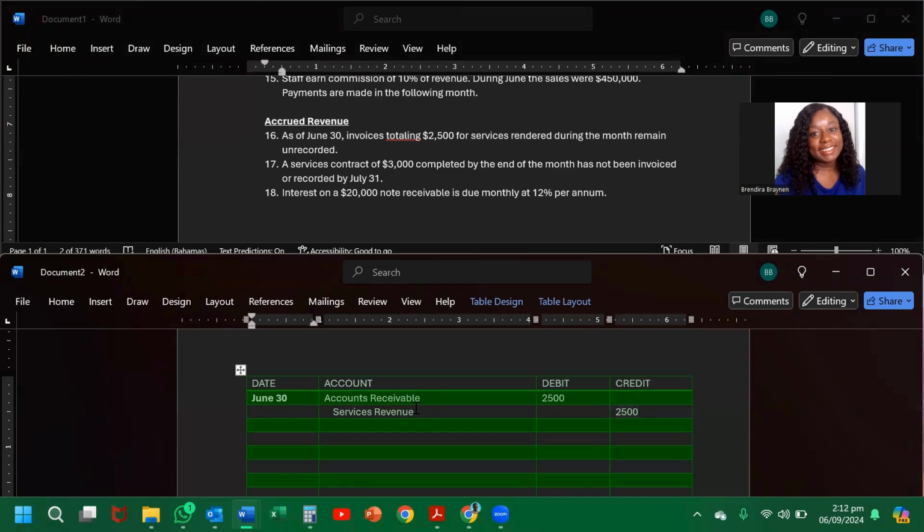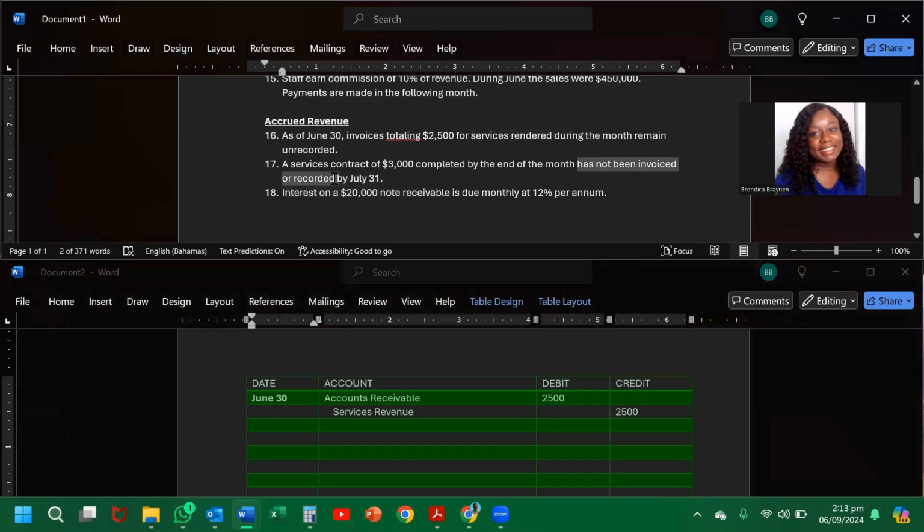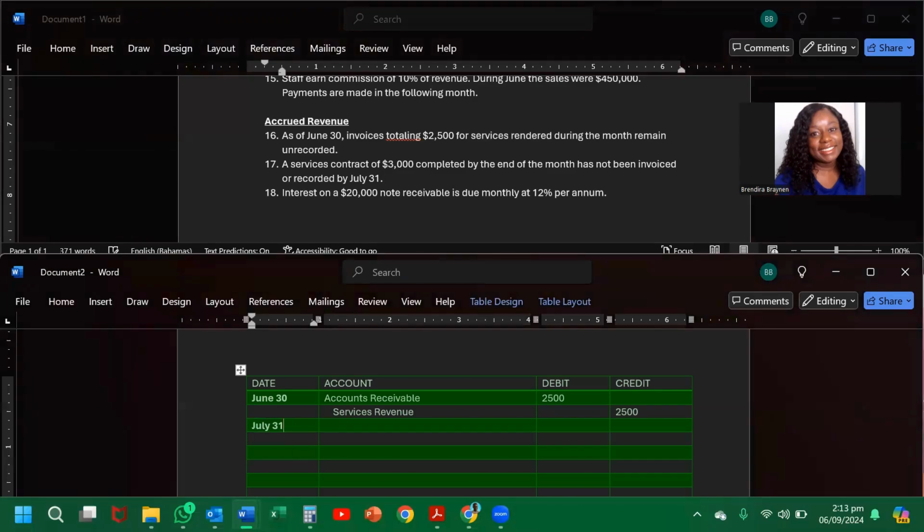The second one says, a services contract of $3,000 completed by the end of the month has not been invoiced or recorded by July 31st. If something has not been invoiced and has not been recorded, that just means it's supposed to be revenue, but it's not revenue yet. It's never been posted to the revenue account. So as an adjustment, we now have to post it to the revenue account. They said it hasn't been invoiced or recorded by July 31st, so in this case, July 31st is my entry.